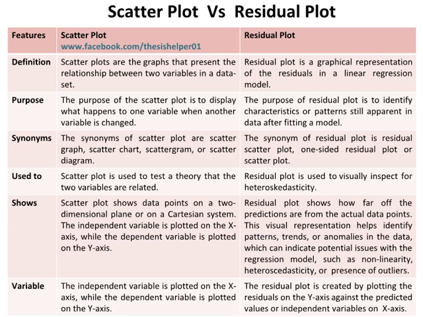A scatter plot is used to test a theory that the two variables are related, whereas a residual plot is used to visually inspect for heteroscedasticity. A scatter plot shows data points on a two-dimensional plane or on a Cartesian system. The independent variable is plotted on the x-axis, while the dependent variable is plotted on the y-axis. Whereas a residual plot shows how far off the predictions are from the actual data points.